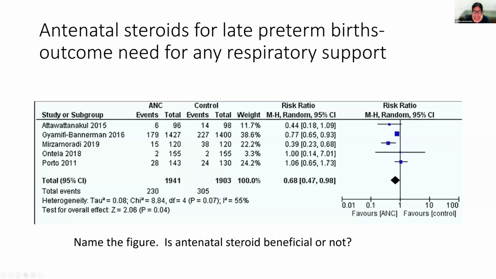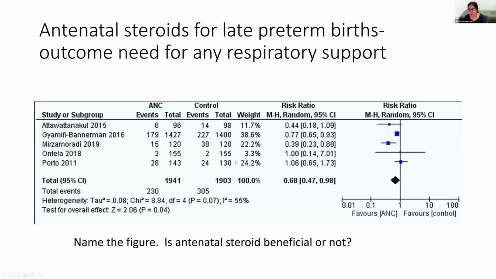This is a forest plot. Is antenatal steroid beneficial or not? Look at the diamond. So it is a 32% reduction in the need for any respiratory support. Look at the 95% confidence interval. It is significant because it is not touching 1. But what is the implication? The reduction can range anywhere from 53% reduction to just 2% reduction. So statistical significance does not mean clinical significance always.